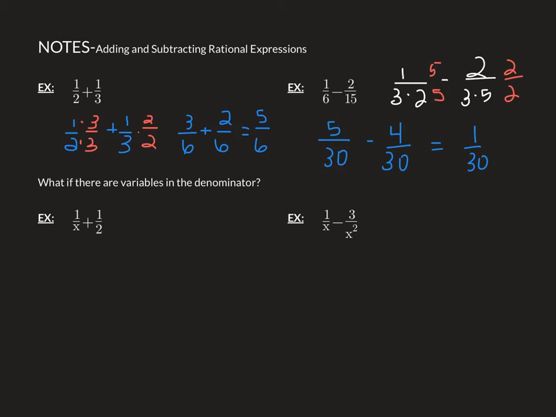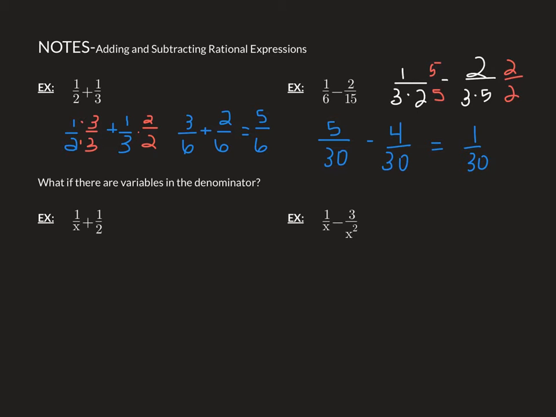So what if there are variables in the denominator? Well, the process is still going to be the same. We are still going to be looking for the least common denominator, the LCD, to be able to add or subtract these fractions. Now, how do I find the least common denominator when there's variables?